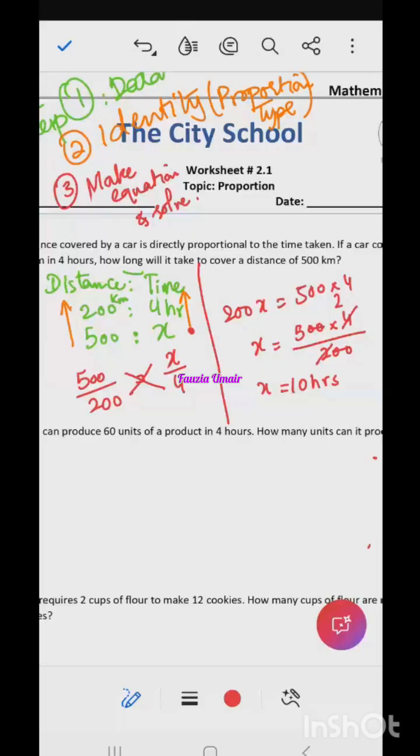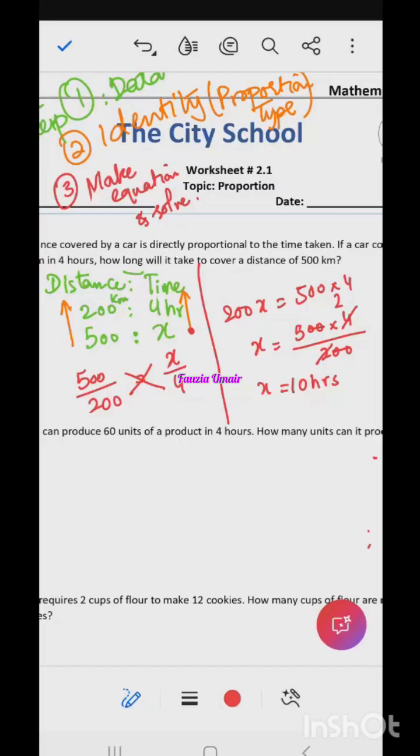So how are you going to form the equation? You will follow the direction of the arrows. X by 4, 500 by 200. If this was inverse proportion, then I would write x by 4 is equal to 200 by 500. Like one arrow is going up, the other is coming down, so we will follow the fraction in the same way. Okay? Then we will simply cross multiply and find the answer.